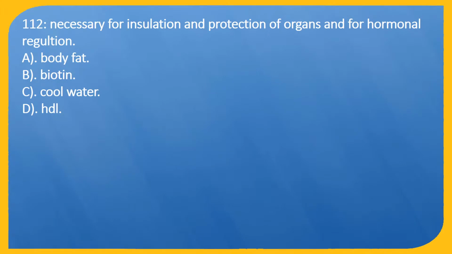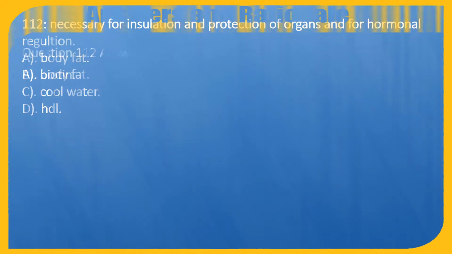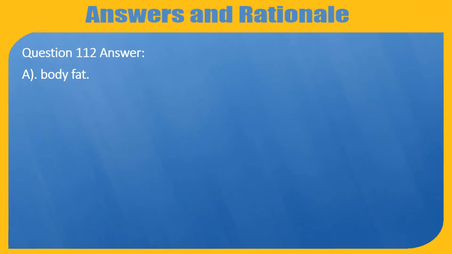Question 112. Necessary for insulation and protection of organs and for hormonal regulation. A. Body fat. B. Biotin. C. Cool water. D. HDL. Question 112 Answer, A. Body fat.